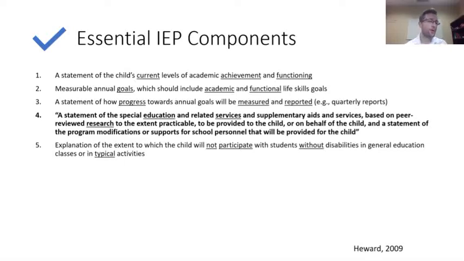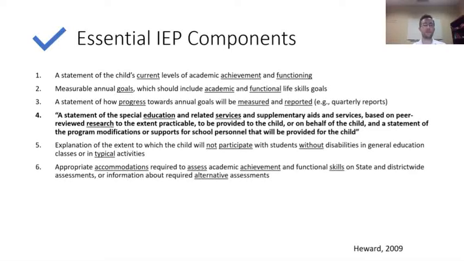Okay, so now number 5, this fifth essential IEP component is an explanation of the extent to which the child will not participate with students without disabilities in general education classes or in typical activities. Number 6 is appropriate accommodations required to assess academic achievement and functional skills on state and district-wide assessments, or information about required alternative assessments.